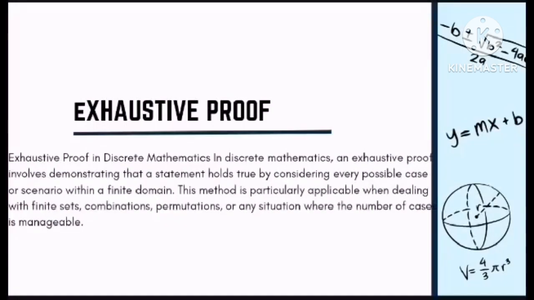Exhaustive proof in discrete mathematics involves demonstrating that a statement holds true by considering every possible case or scenario within a finite domain. This method is particularly applicable when dealing with finite sets, combinations, permutations, or any situations where the number of cases is manageable.